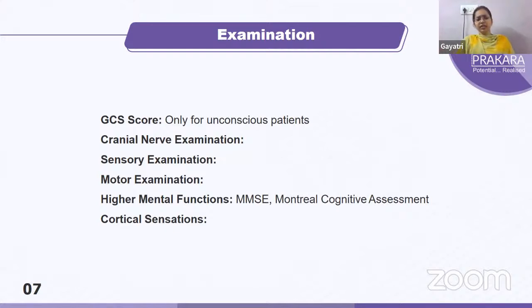Higher mental functions: the Mini Mental State Examination. MMSE is one widely used outcome scale for higher mental functions. Very easy to administer also. But along with MMSE, you have something called the Montreal Cognitive Assessment. It's a very beautiful scale. From here, we'll start seeing scales, guys. I'll tell you one or two scales. It is not a hard and fast rule that you have to apply only these scales.